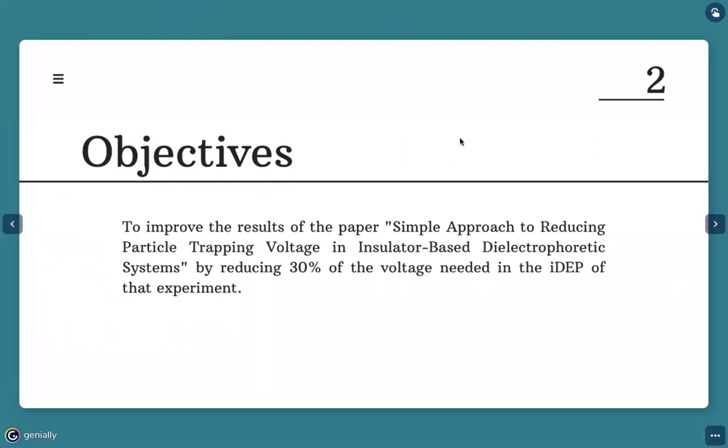As mentioned before, the main objective of this experiment is to improve the results of the paper Simple Approach to Reducing Particle Trapping Voltage in Insulator-Based Dielectrophoretic Systems by reducing by 30% the voltage needed in the insulator-based dielectrophoretic device of that experiment.